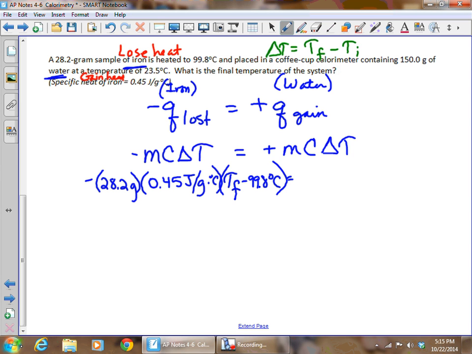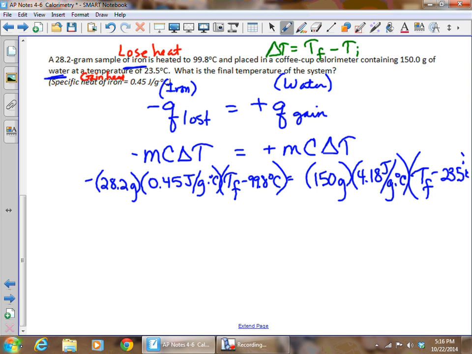The other side deals with water, and it told us that we had 150 grams of water. We'll use the original sig figs here in a little bit, but 150 grams of water. Specific heat of water is 4.18 joules per gram degree Celsius. And for water, final minus initial is going to be, once again, our T sub F, we don't know what that is, minus our initial temperature, which is 23.5 degrees Celsius.